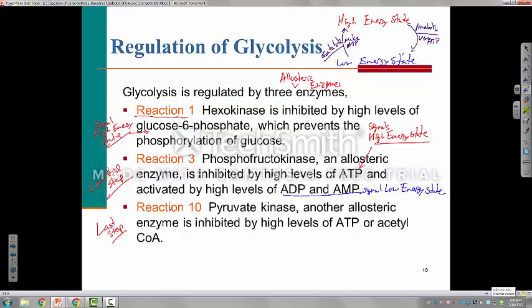The whole point of glycolysis is to make ATP. So another allosteric enzyme, this guy's going to be inhibited by high levels of ATP or acetyl-CoA. Acetyl-CoA isn't really part of glycolysis. It's actually the one step down the road. But when you have high levels of acetyl-CoA, this also signals high energy state. We can talk more about that later.